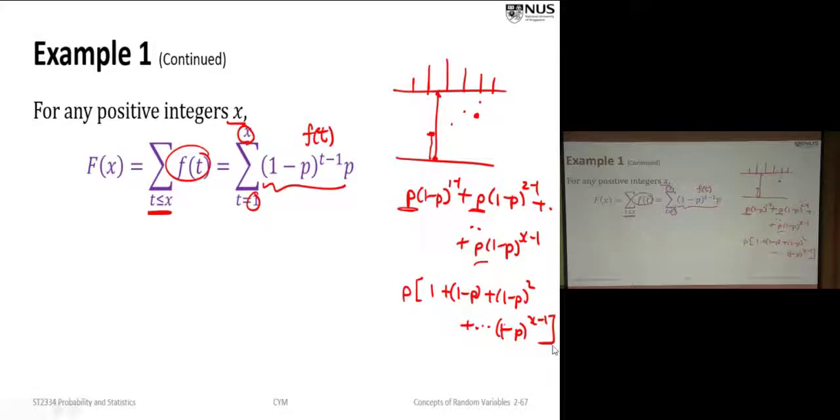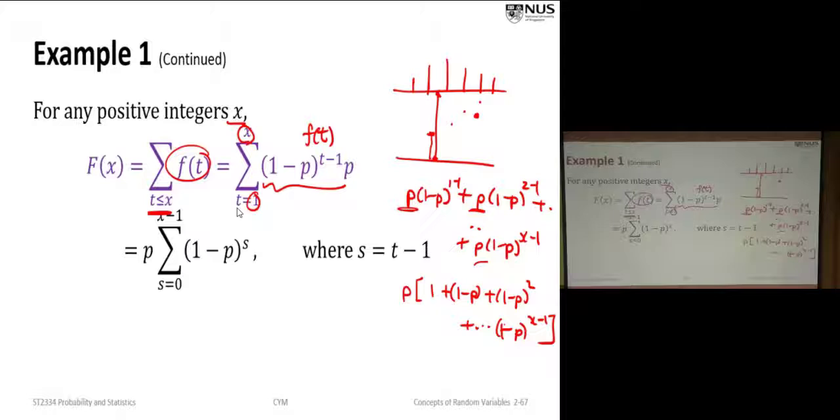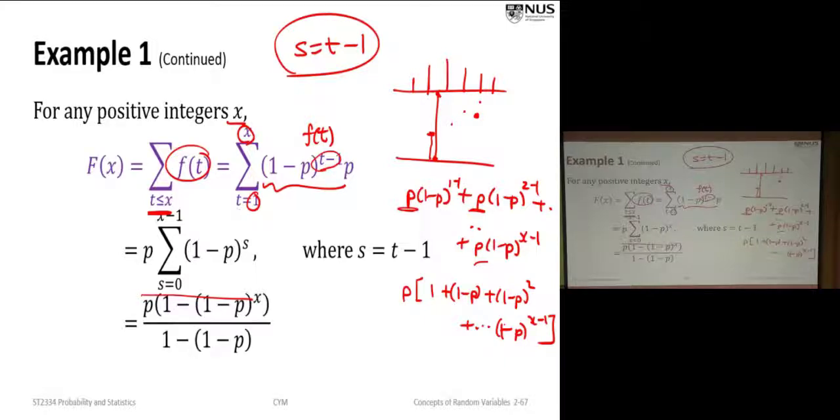So in terms of the summation sign, I bring the p out. Then what I did is I change this, which is from t equal to 1 to x. Now let me have s equal to t minus 1. So all the t will change to s, t minus 1 will change to s. This becomes s. t equal to 1 means s equals 0, and t equal to x means s equals x minus 1. So it becomes like that. Then, I don't know whether you have seen this before.